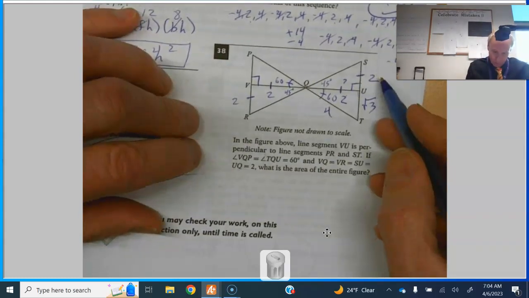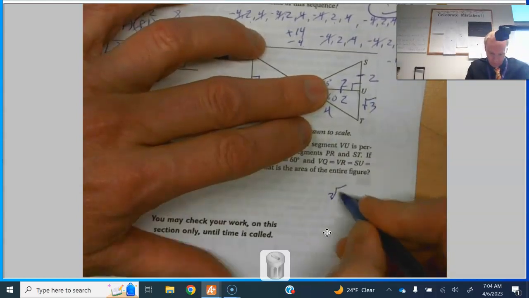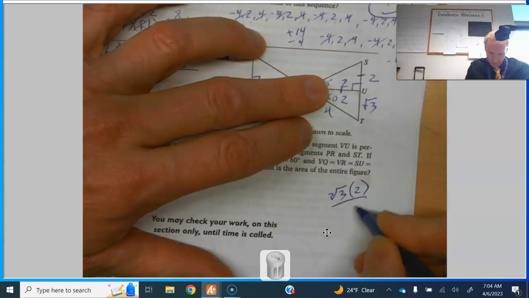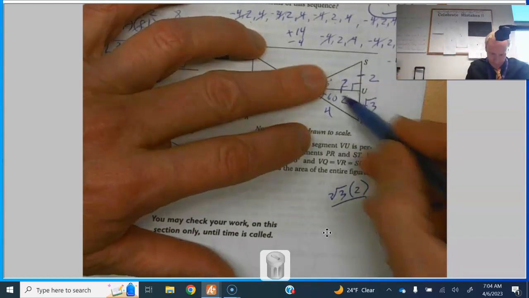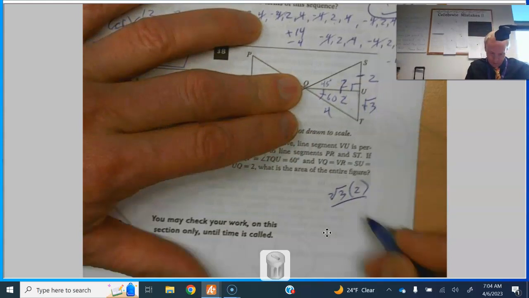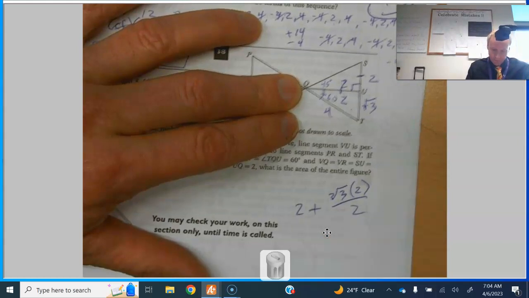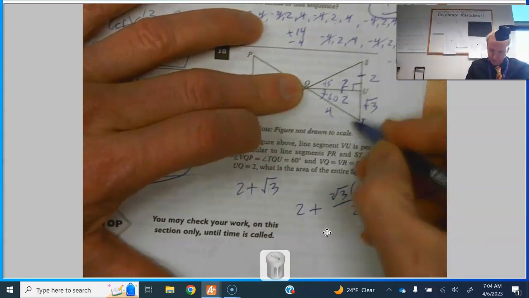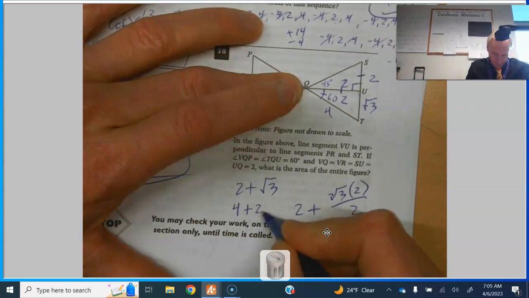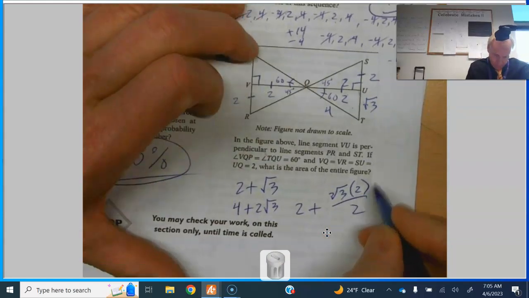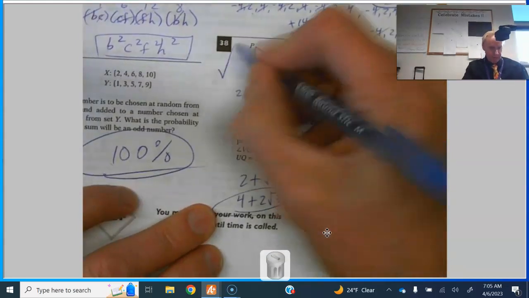So the area of the whole figure is going to be root 3 times 2 divided by 2. Let's see, make sure I got that right. Root 3 times 2 divided by 2 is this triangle right there. And then this triangle up here is going to be 2. So I've got 2 plus root 3 for the 2 triangles, and I've got 2 of those. So it's 4 plus 2 root 3, and we're probably supposed to round it. Okay, I think this is correct. I'm going to put 2 checks on it.